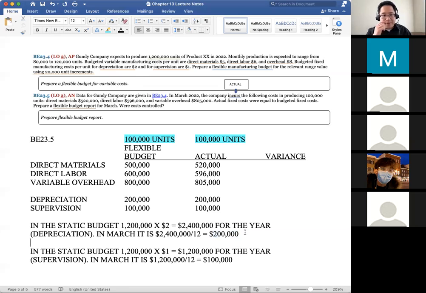Good. Okay, so the wording is tricky, but they said depreciation is fixed. It's $2 each unit if I make 1.2 million units. So how much is it actually? It's really $2.4 million. I wish they just told me that. And then we're doing this budget for just 1 month. If it's 2.4 million for the whole year, fixed cost is always the same every month. Divided by 12, it's 200,000 just for 1 month. Right? So that's how you get the number.